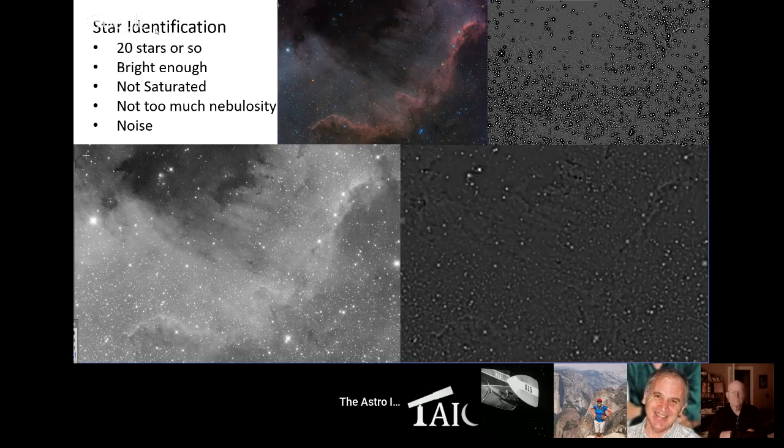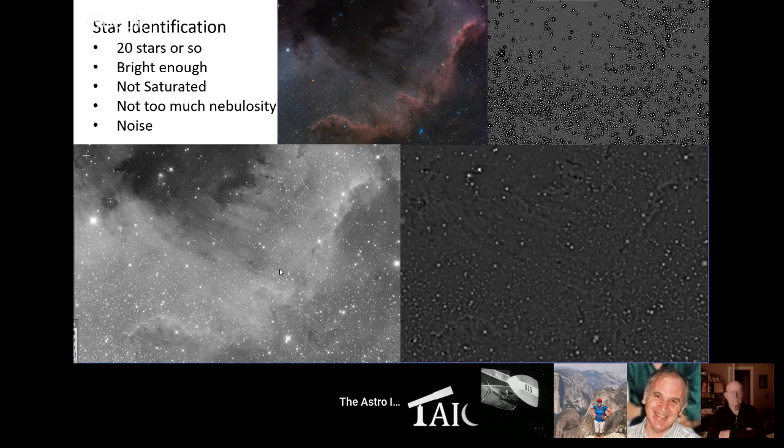So as far as star identification, if you want your Platesolve to work, you want to start with about 20 stars or so. They should be bright enough stars. They don't have to be real bright. They don't have to be first magnitude or anything like that. Just bright enough so that they distinguish themselves from the background easily enough. They should not be saturated, because saturated stars don't give as good a position indicator, because you can't tell where their center is as much.